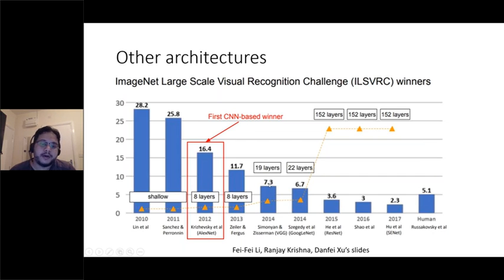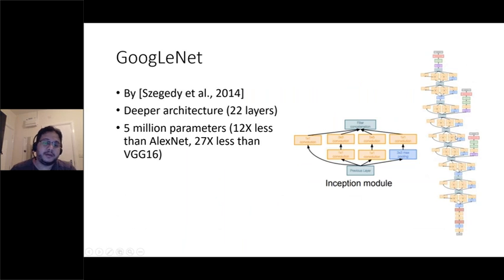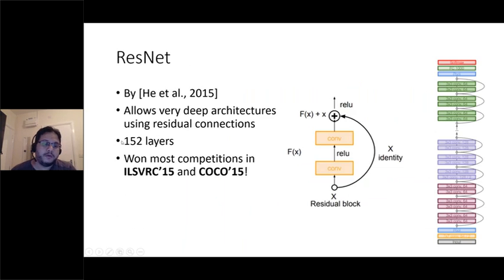Got this accuracy or this error rate, 7.3. And here we got 3.6 because we were able to go very deep. 152 layers. And this architecture won most competitions in ILSVRC and COCO. COCO is for localization. Does it make sense for you guys? Are you happy with this?